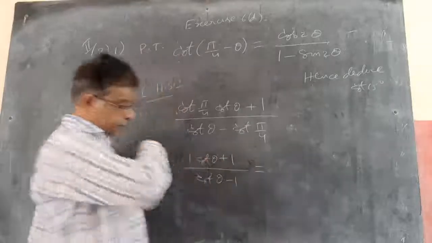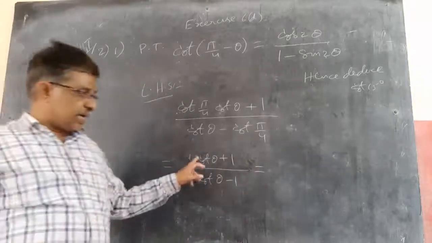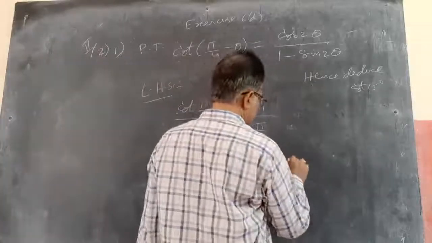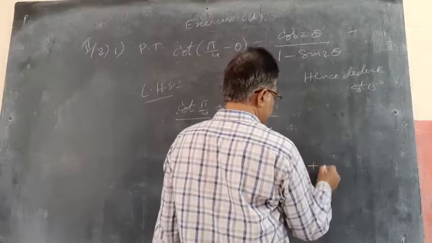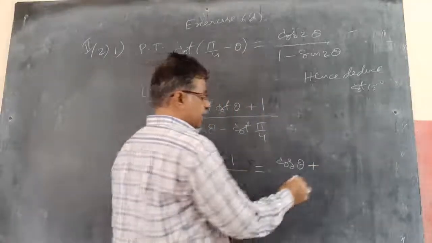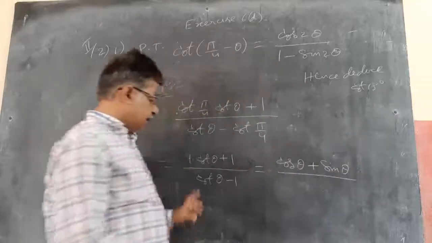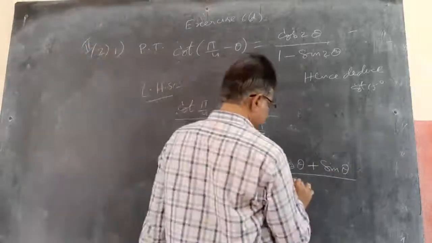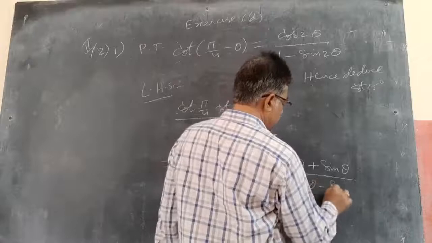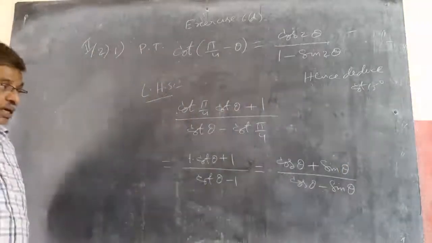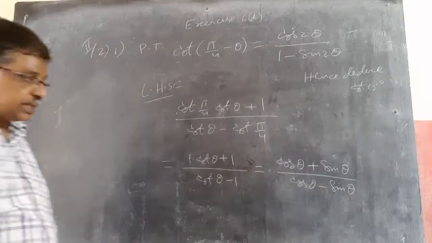Now cot theta I can write as cos theta by sin theta. So if I write cos theta by sin theta and take LCM, it becomes cos theta plus sin theta by cos theta minus sin theta.